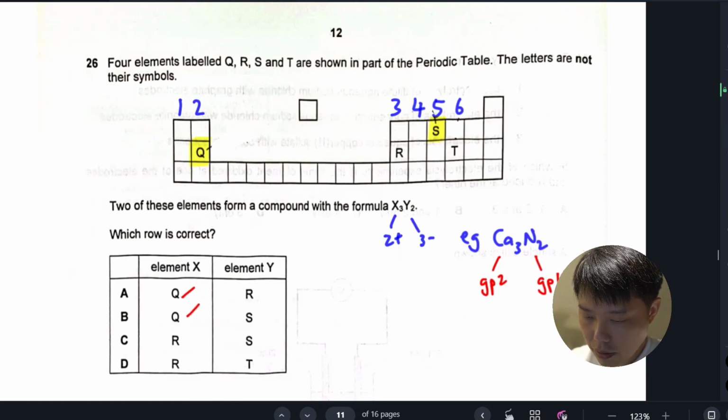And then you will need Y to be from group 15. Group 15. Okay, group 15 is S. So our answer here is B.